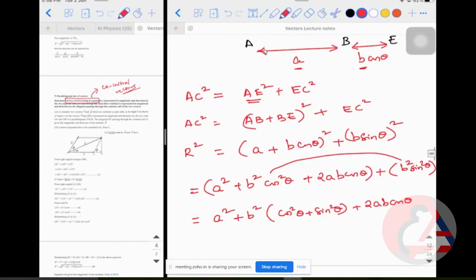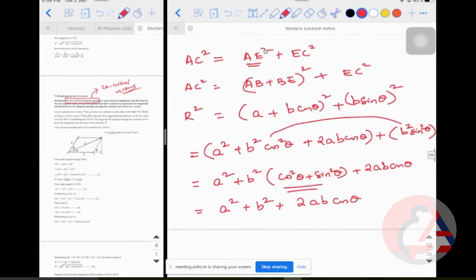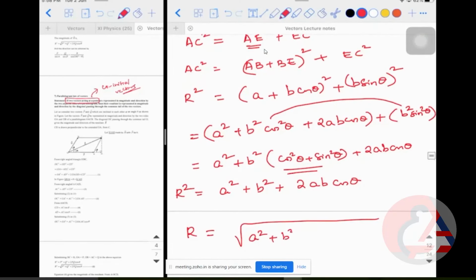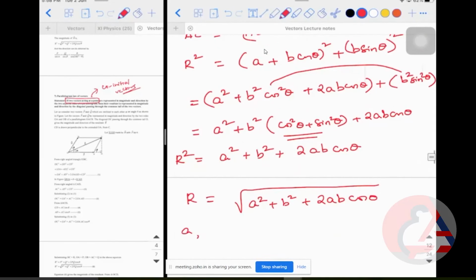I hope it is clear till this step. Okay. Now what is going to be the value? A square plus B square into cos square theta plus sin square theta is what? 1. So A square plus B square plus 2AB cos theta. So this is nothing but the value of the resultant, R square. So what will be the value of R? R will be square root of A square plus B square plus 2AB cos theta, where A and B are co-initial vectors.